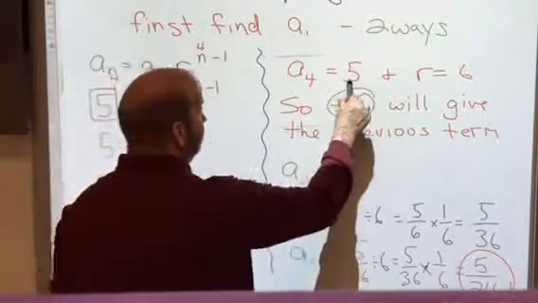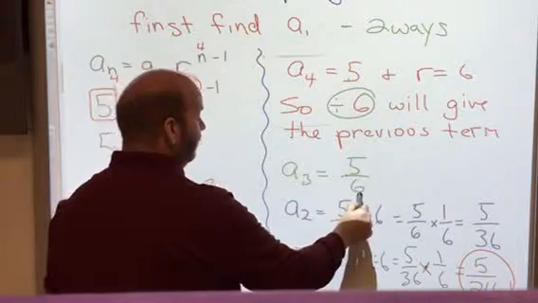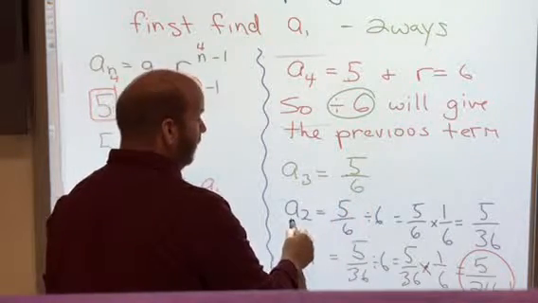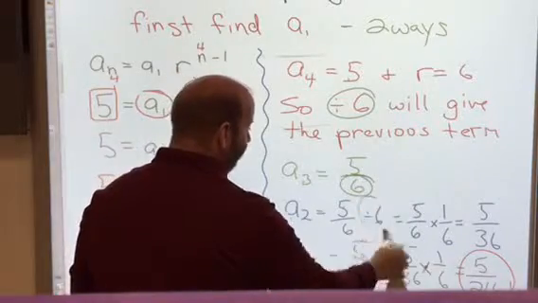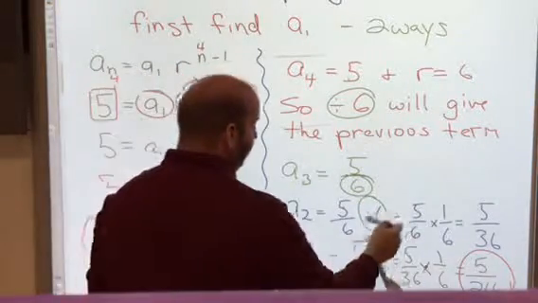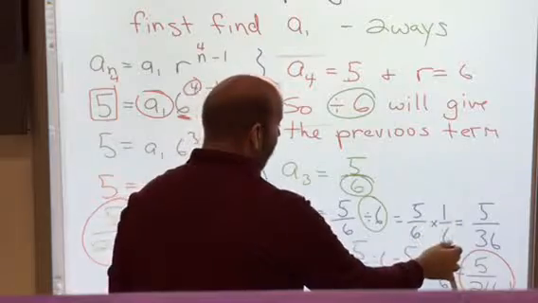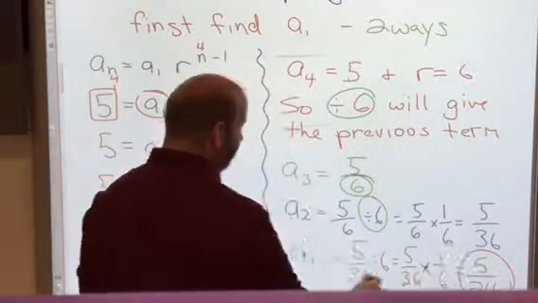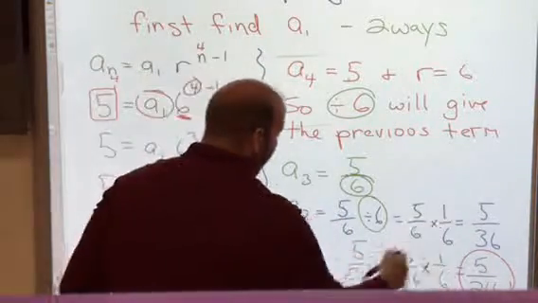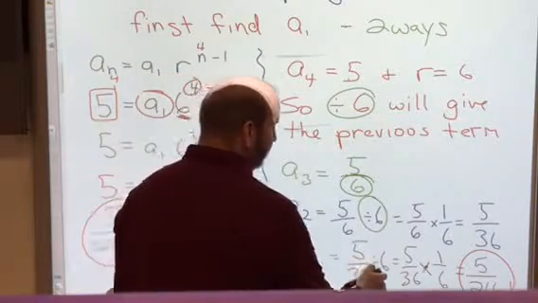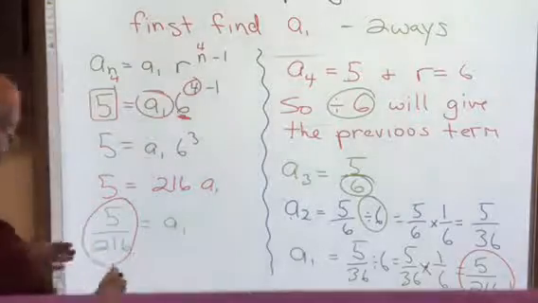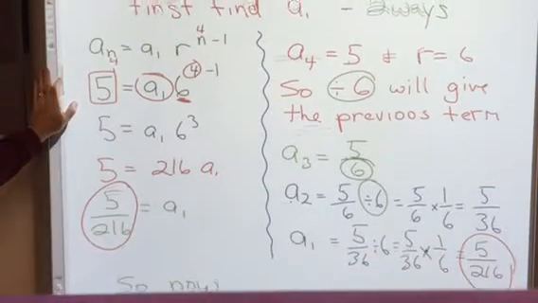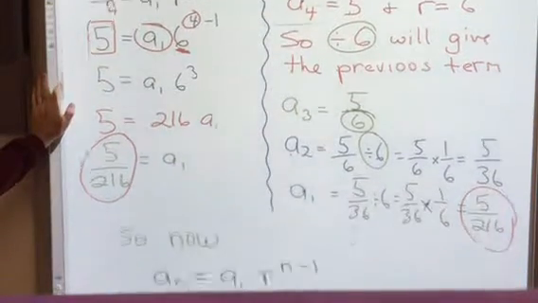So divide by 6 will give you the previous term. So a sub 3 is 5 divided by 6. A sub 2 is 5/6 divided by 6 again. We already have a fraction, so it's multiplying by 1/6, 5/36. A sub 1 is 5/36 divided by 6. So you multiply by 1/6 and it's 5 over 216, which is the same thing as this. So it's two different ways to look at how to find a sub 1.